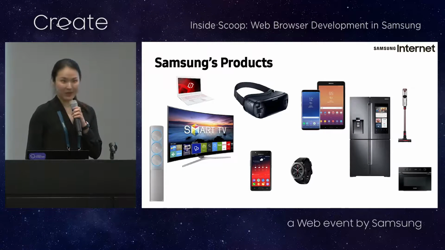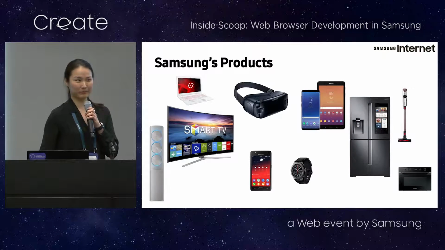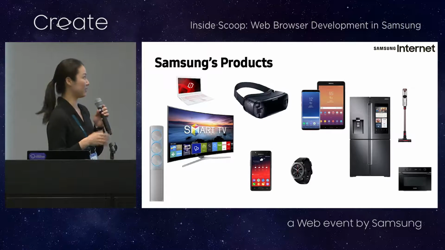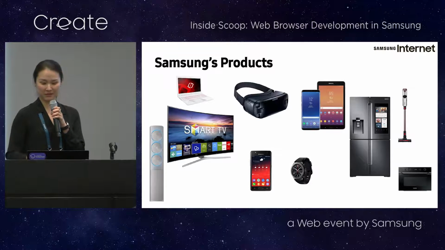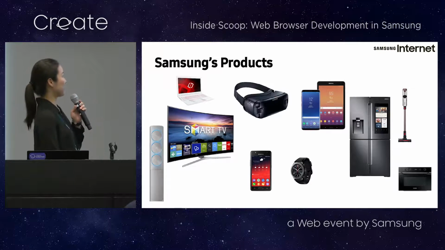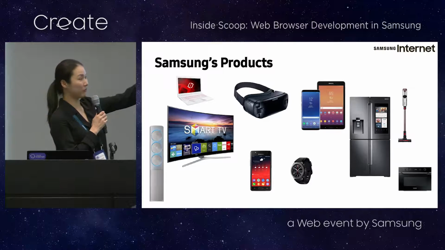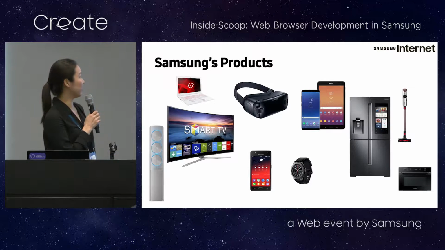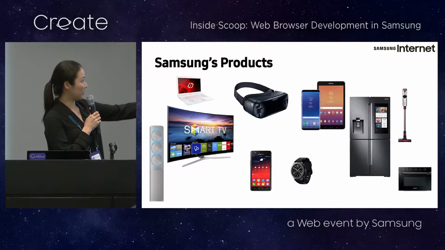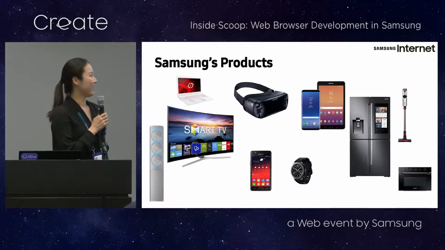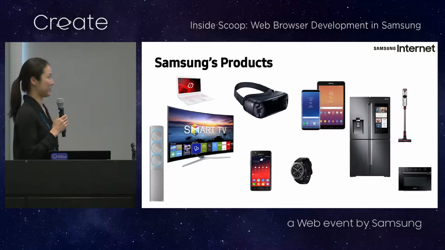So Samsung is, well, known as a manufacturing company, making several kinds of consumer electronics, like air conditioners, smart televisions, mobile phones, and accessories like Gear VR. And we have smartwatches, vacuum cleaners, and kitchen appliances.